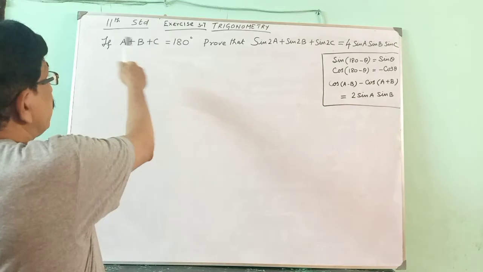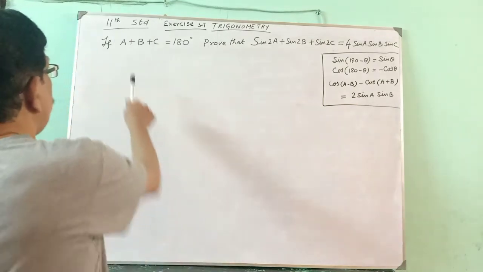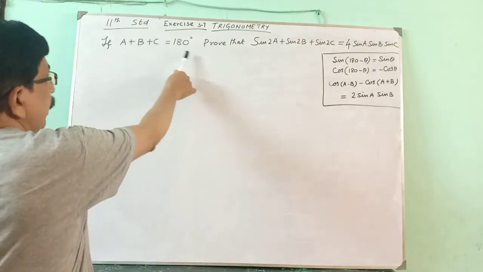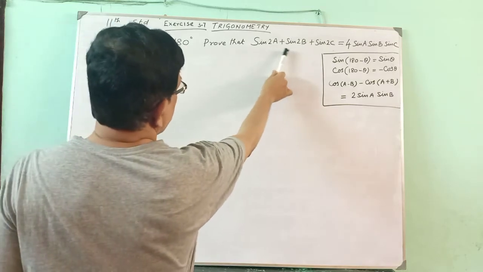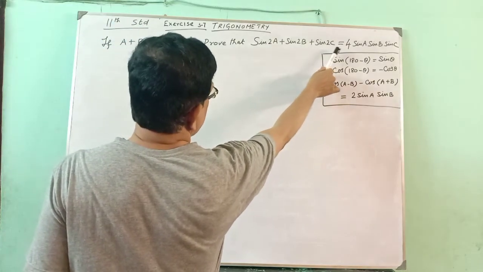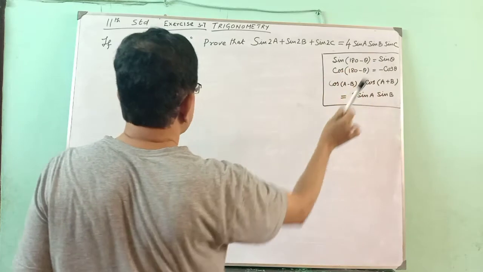Exercise 3.7, 11th standard trigonometry. If A plus B plus C is equal to 180 degrees, prove that sin 2A plus sin 2B plus sin 2C is equal to 4 sin A sin B sin C.